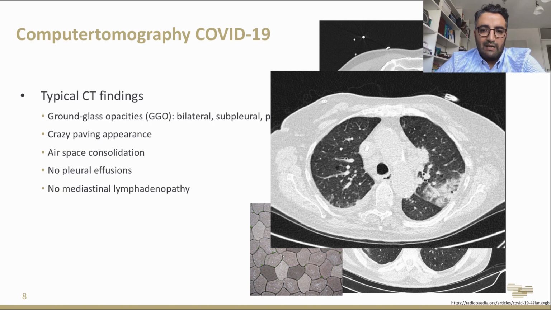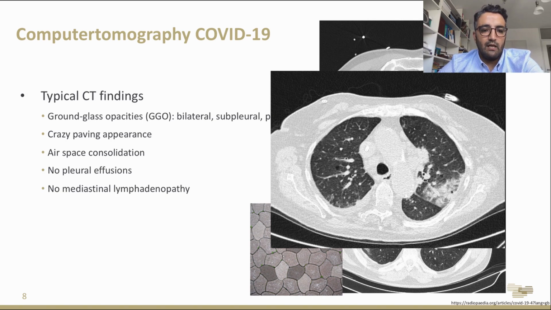Although to note, it can begin on one side. This is maybe important to know. At the beginning of COVID, it can develop on one side and then appear on both sides. Crazy paving appearance is one of the typical findings of COVID. Crazy paving is actually like a stone floor. The lungs have opacities in some areas and not in others, and it looks like a stone floor.